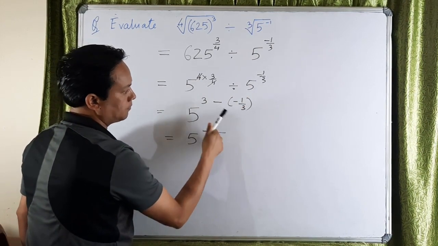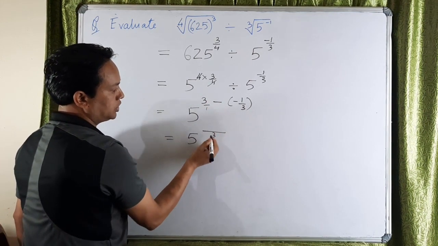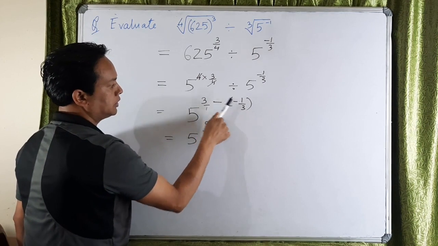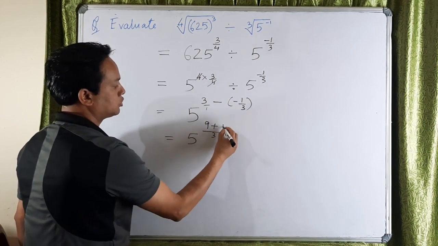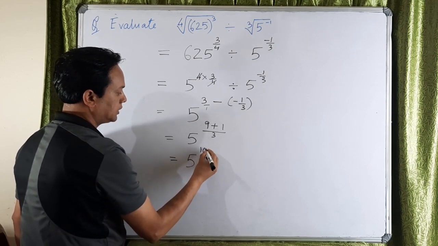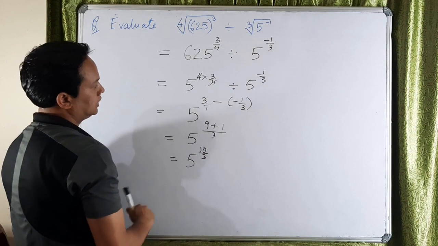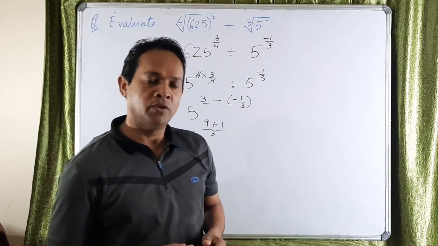Now let's take LCM. Here LCM will be 3. Now 1 into 3 is 3. 3 into 3 will be 9. Minus into minus will become plus. So 3 is remaining same. So 1 also will remain same. So it will become 5 to the power 10 by 3. You can leave it like this. We will stop here for now.